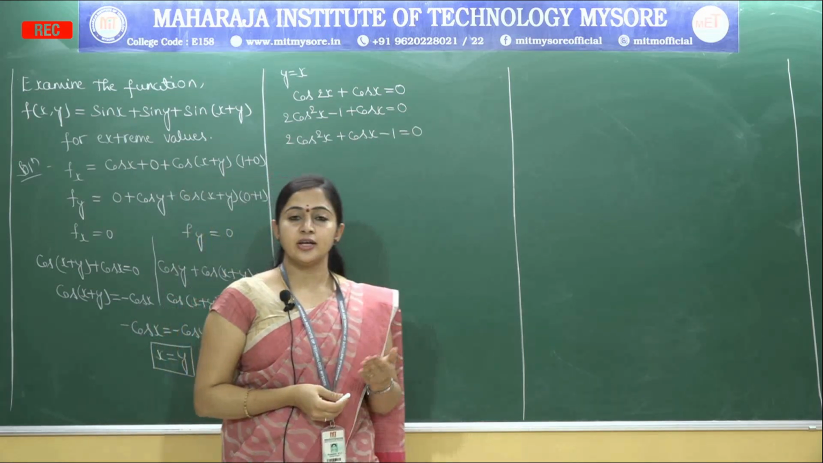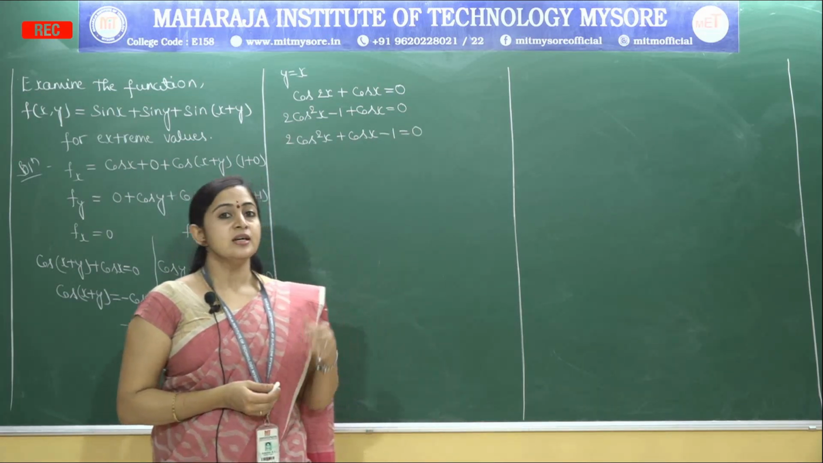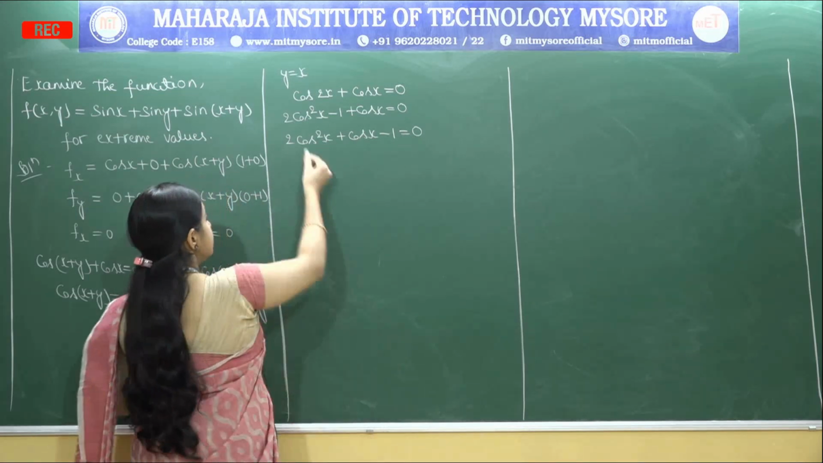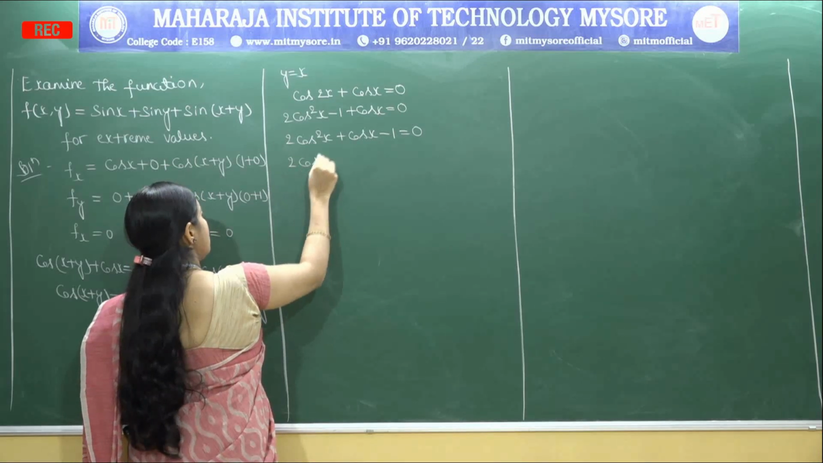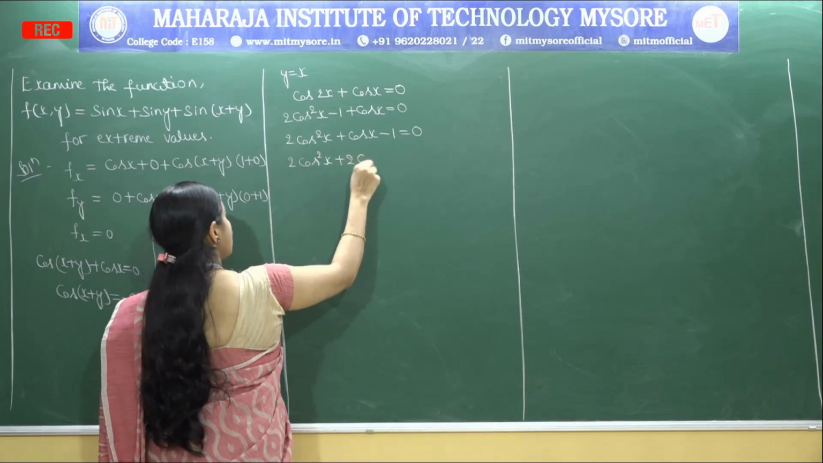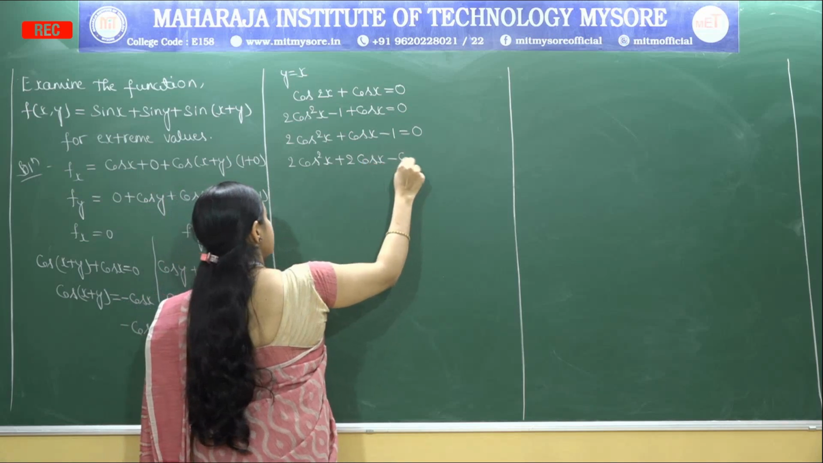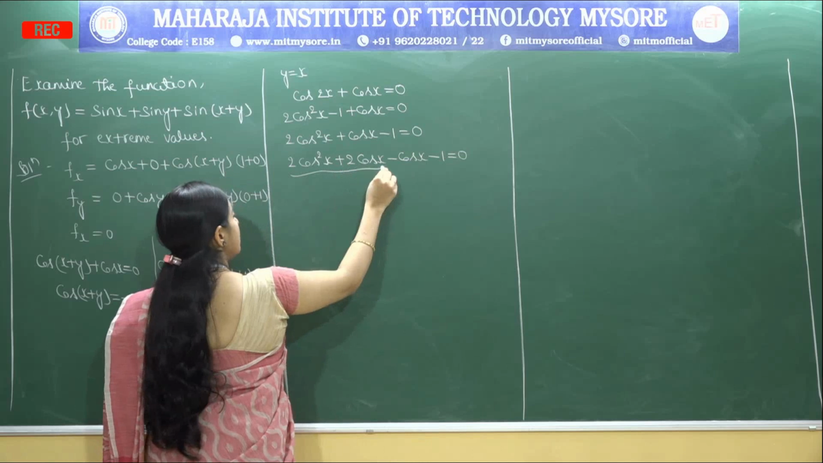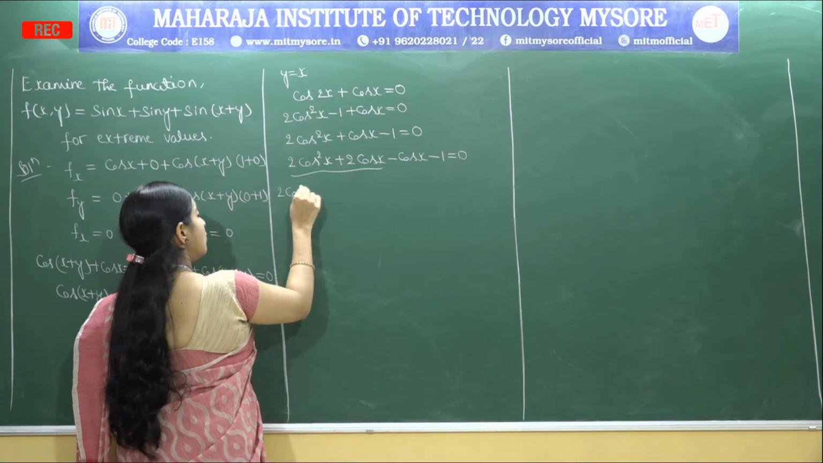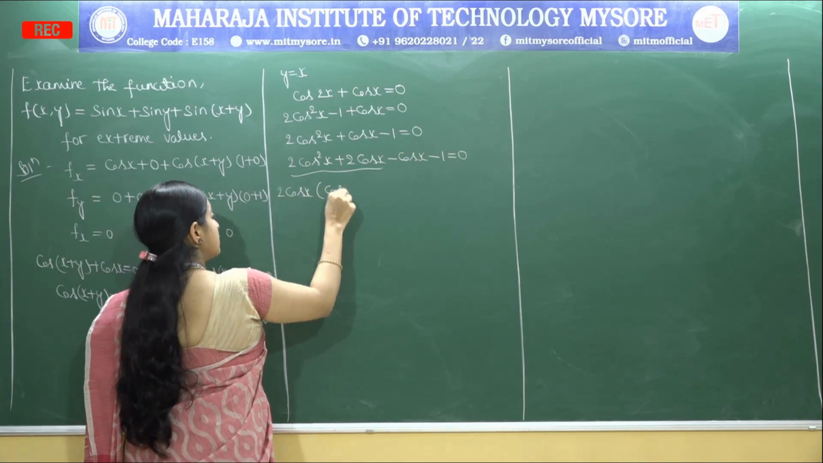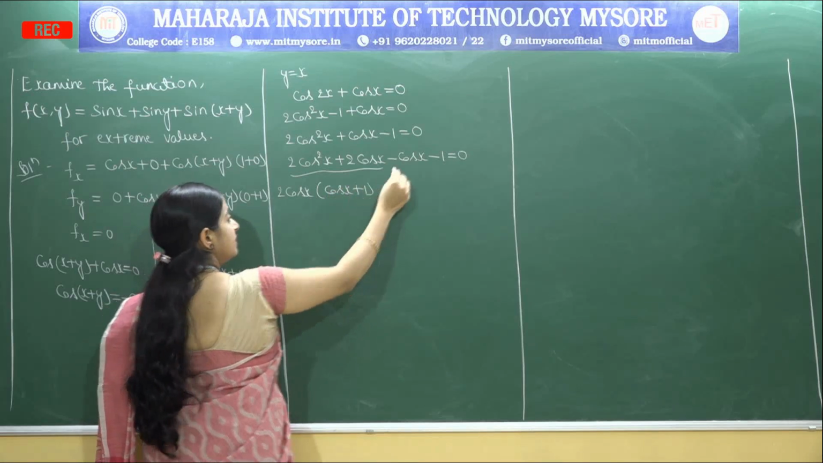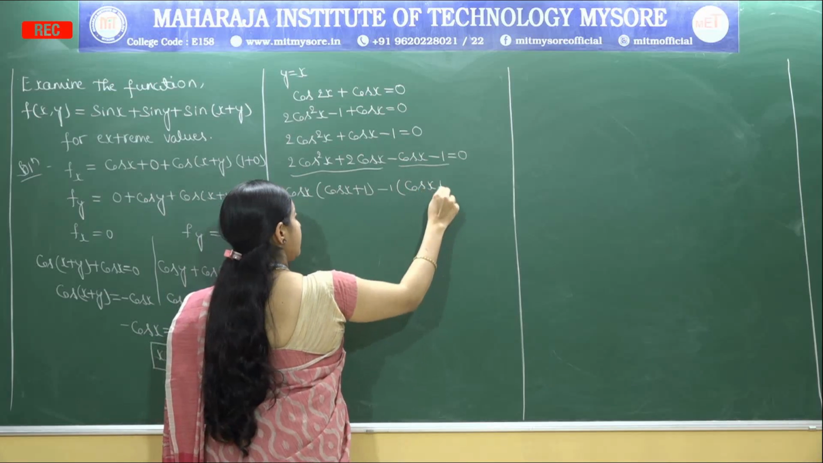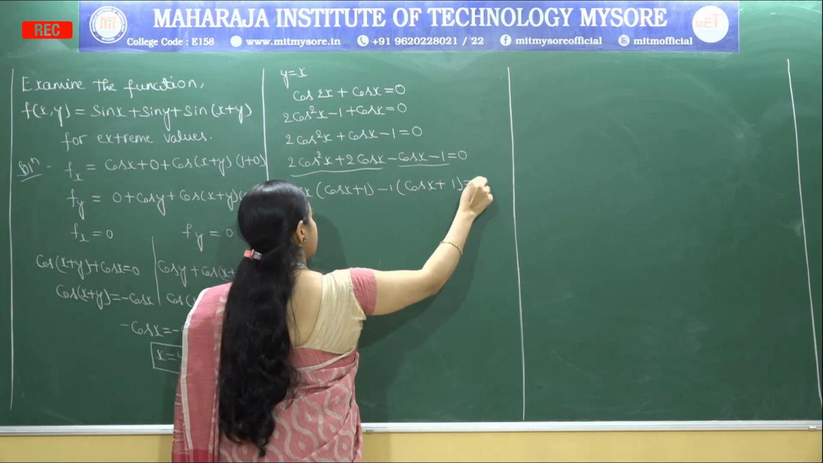So this is the quadratic equation in terms of cos x, or you can take the factorization, you will get the stationary points. So you can write this as 2 cos square x plus 2 cos x minus cos x minus 1 equals 0. So consider these 2 terms, take 2 cos x as a common term. So cos x plus 1, in the second part, take the minus 1 outside, you will get cos x plus 1 equals 0.